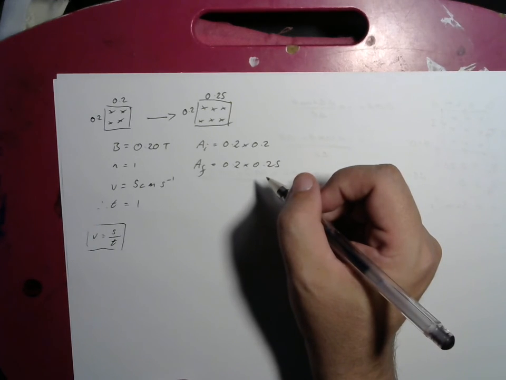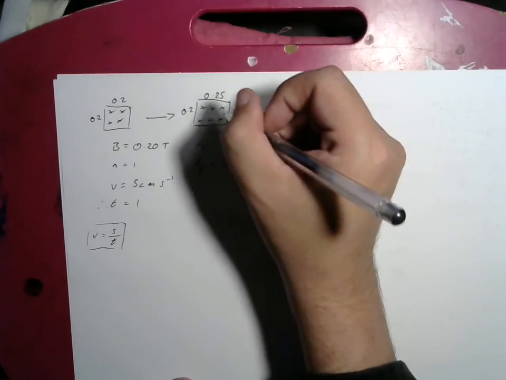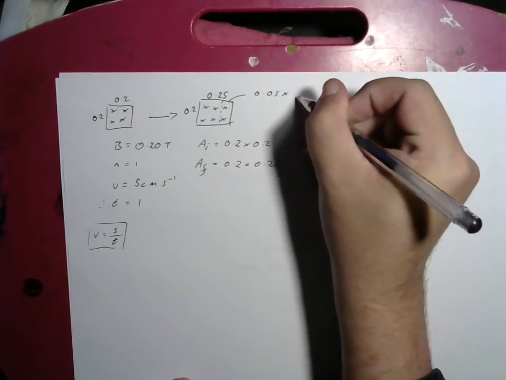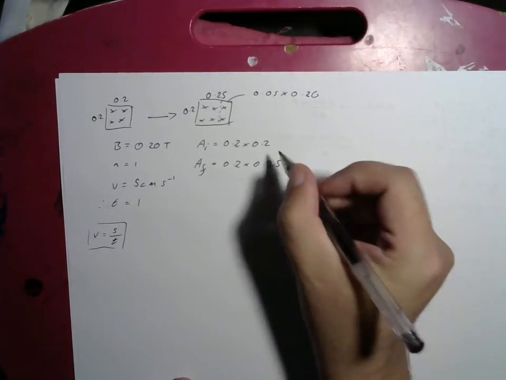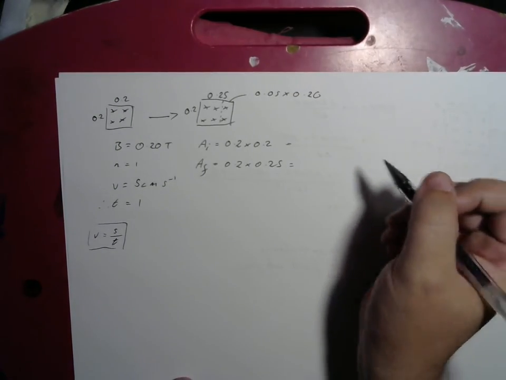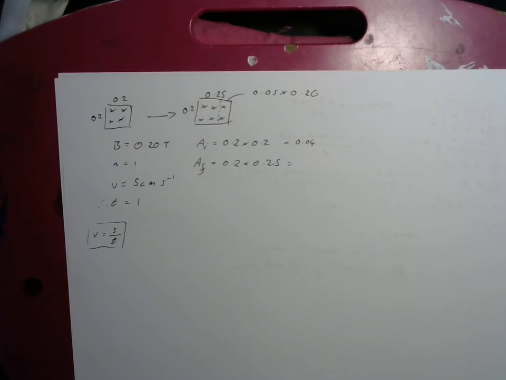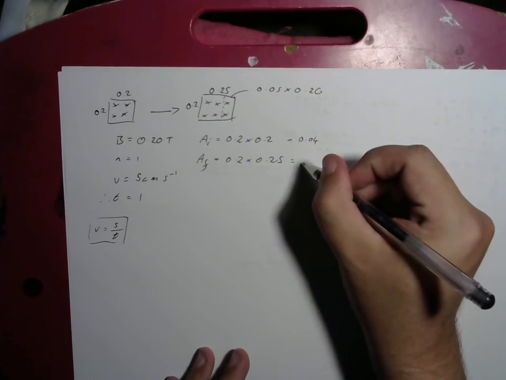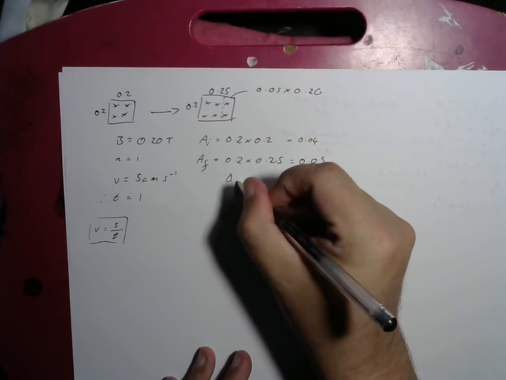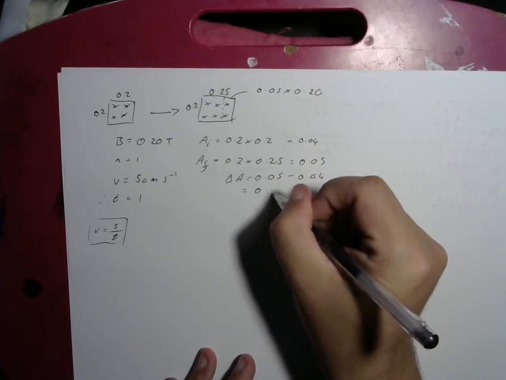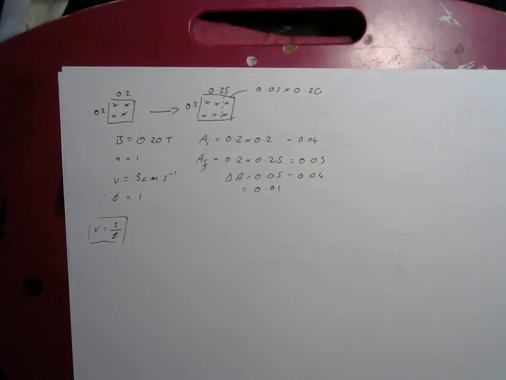They've actually drawn a little bit of an image there to show the change in the area, that little extra bit here, which you could work out as 0.05 times 0.20, but there's nothing stopping you from doing it this way. So 0.2 times 0.2 would be 0.04, and 0.2 times 0.25 is 0.05. Okay, so delta A just equals 0.05 take 0.04 equals 0.01, which is what you would get.